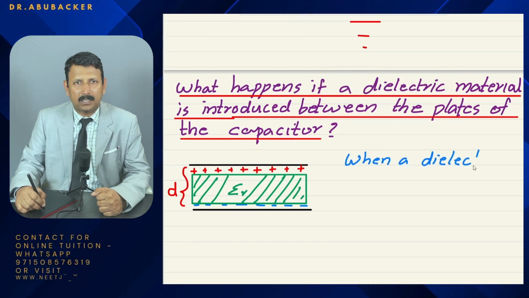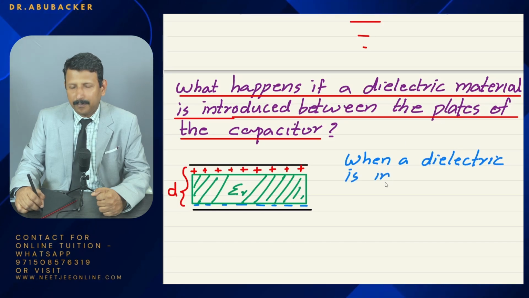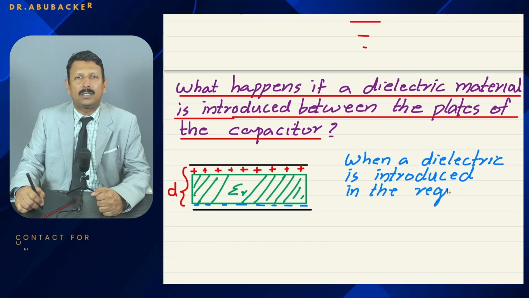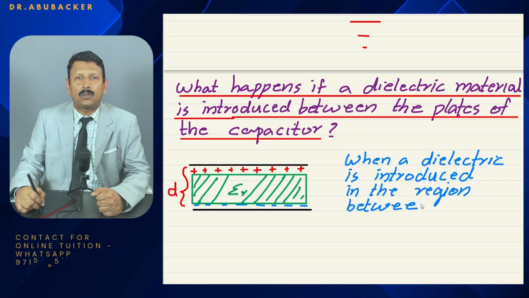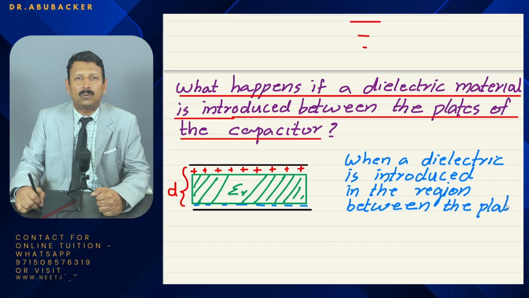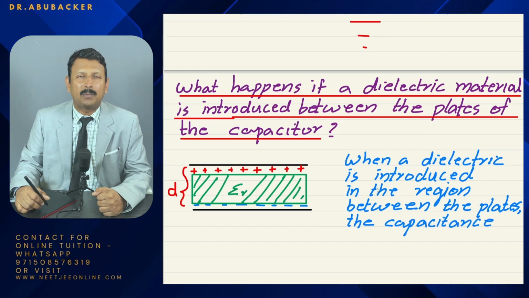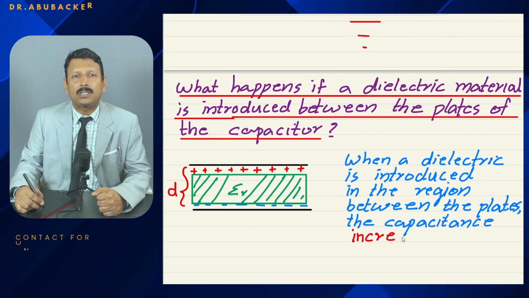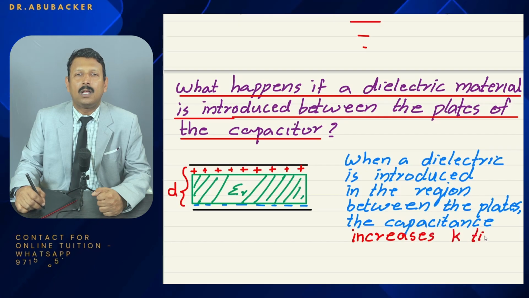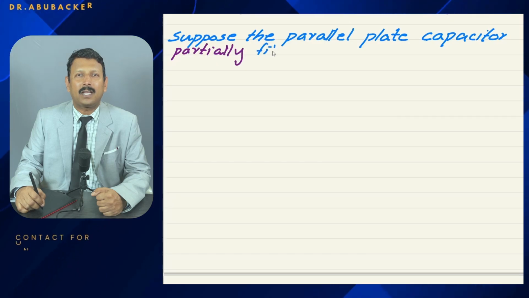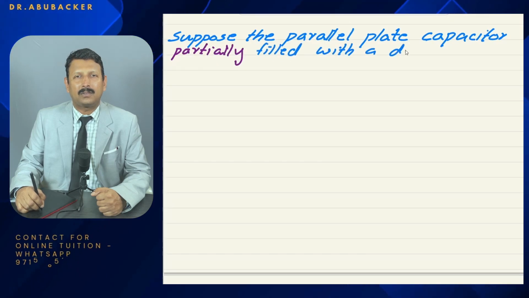So we can write a statement first. When a dielectric is introduced in between the plates of the capacitor, or in the region between plate number 1 and 2, what will happen to the capacitance? Better to memorize this simple concept because we are required to answer MCQs using this. So suppose a dielectric material is placed between the plates of the capacitor, then what is going to happen is the capacitance will increase K times.